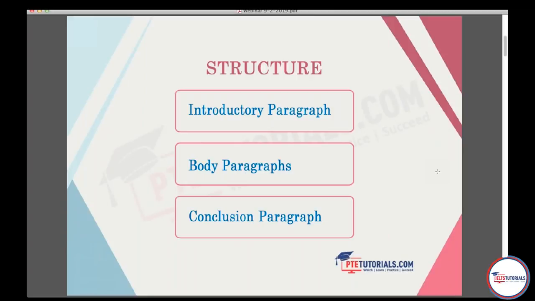The perfect essay should contain 4 to 5 paragraphs, in which there is an introductory paragraph at the beginning, 2 or 3 body paragraphs, and a conclusion paragraph. So, body paragraphs may be 2 or 3. What is the structure? Just write down in 4 paragraphs: introduction, body para 1, body para 2, and conclusion. Now let's discuss what the introductory paragraph, the body para, and the conclusion para are.